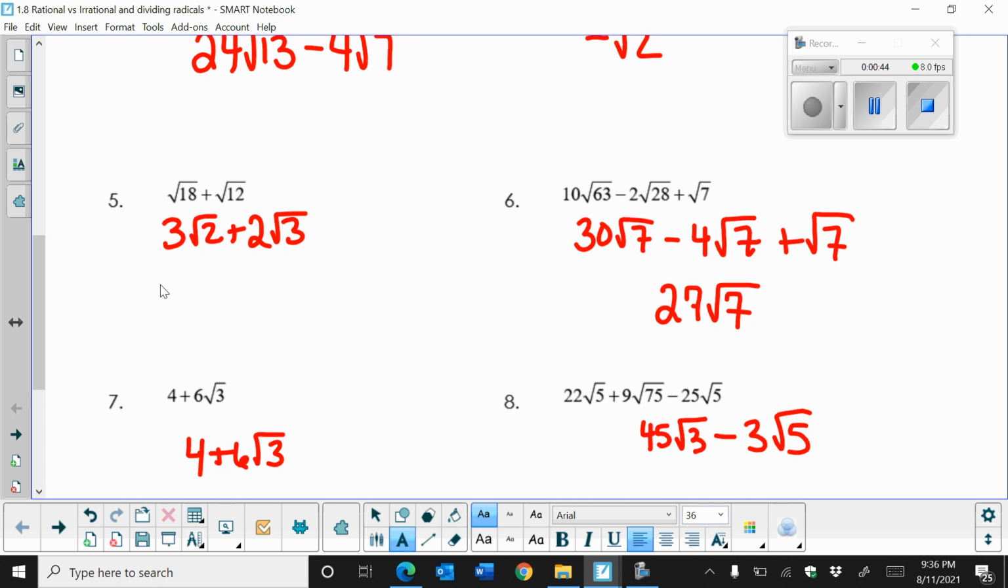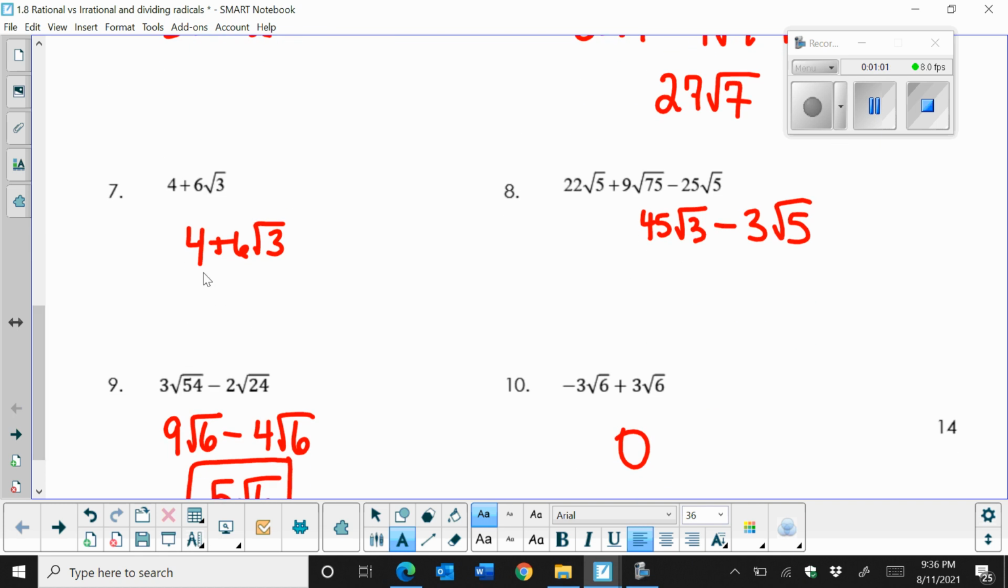Number 5, root 18 simplifies to 3 root 2, and root 12 simplifies to 2 root 3, and that's your final answer. You can't combine those. Number 6, 27 root 7. Number 7 is 4 plus 6 root 3. There's nothing you can do to simplify that one.